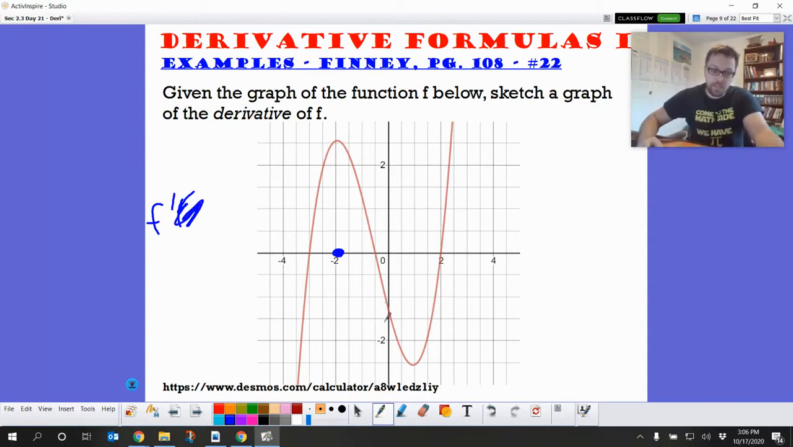You can do the same thing down here. It's kind of like this negative value, it's coming down, and then it flattens out before it turns back up. So at that bottom, that minimum, it's also hitting 0.